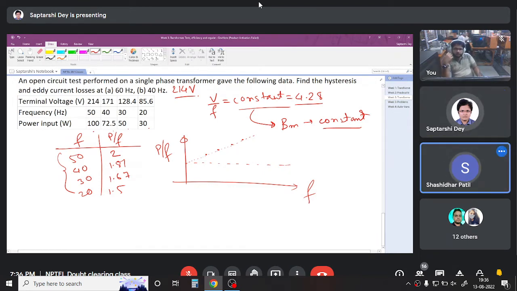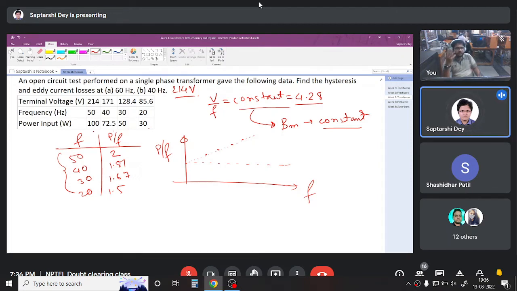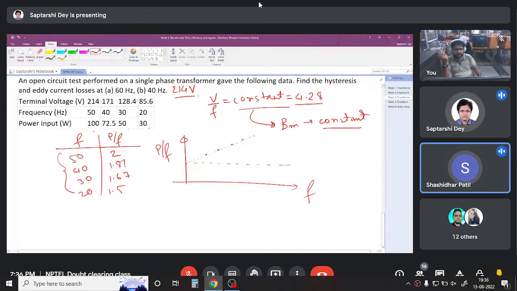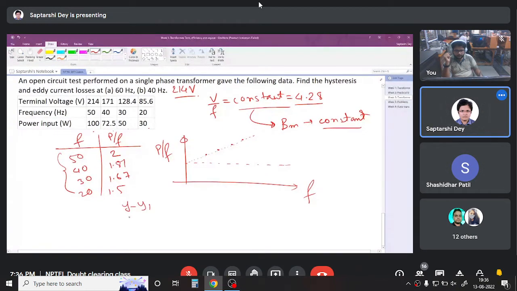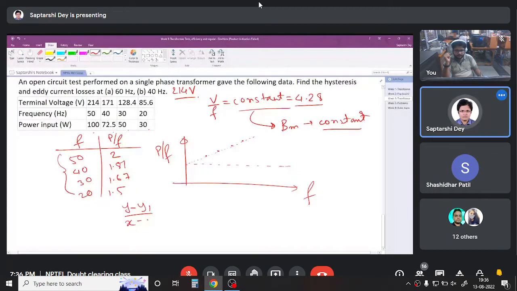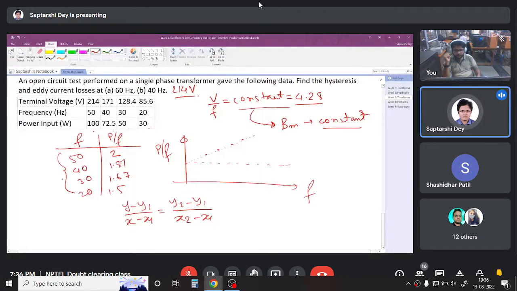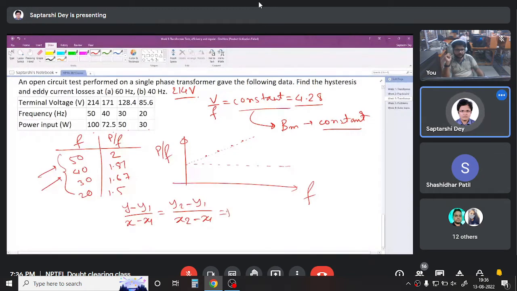So to find out the equation of a straight line, how many points do you need? 2 points. You have 4 points here. Can you not find out? (y minus y1) by (x minus x1) equals (y2 minus y1) by (x2 minus x1). You choose any 2 points from here and put the values. You will get y equals mx plus c.